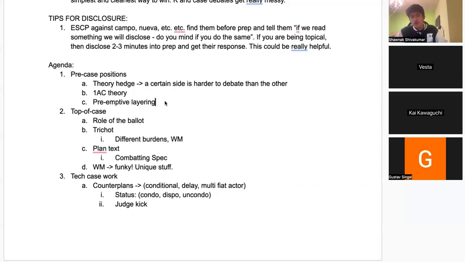Then the third thing you can do in pre-case positions is preemptive layering. Think about the first government speech, the PMC, where you anticipate you want to read MG theory. You want to read, I don't know, CP's bad, or some sort of theory shell in the second affirmative speech. But you also anticipate that the negative is going to read some theory shell in their first negative speech. So if you anticipate that, or just want to be safe, you read preemptive layering in the PMC, saying always value MG theory or always value affirmative theory over negative theory.